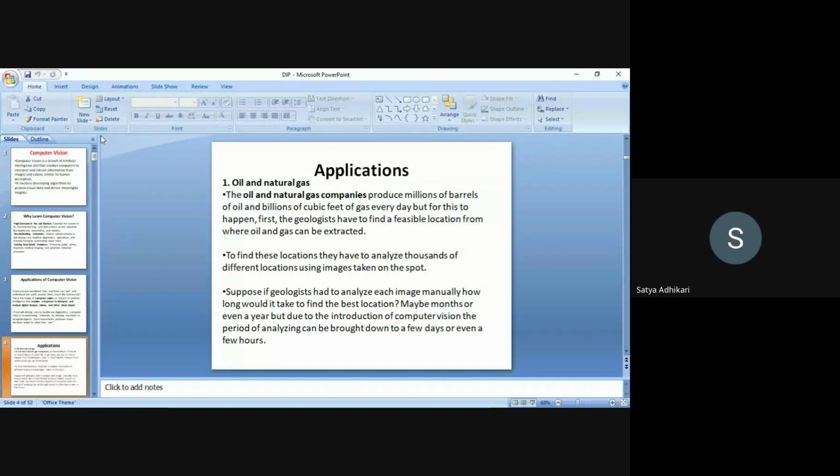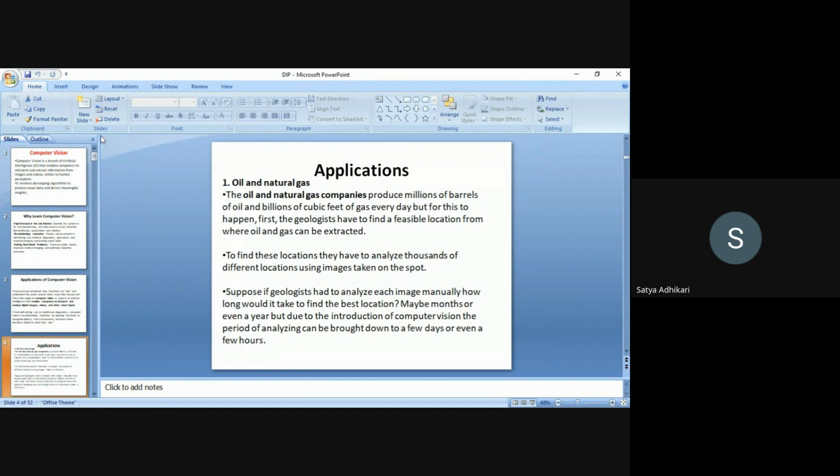The images will be taken. Then they have to analyze which place is better or not. Suppose a geologist had to analyze each image manually. How long would it take? If the geologist had to analyze all the images manually, how long would it take to find the location? Suppose the images are there, they have to view them manually. So a long time will be taken.